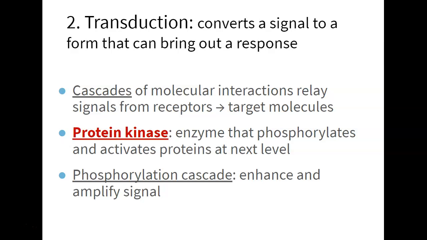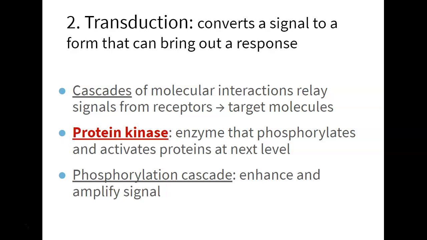This oftentimes involves protein kinases. A kinase is something that goes along and activates a protein. It has ACE in it, so it is an enzyme, and it phosphorylates it. So it tacks on a phosphate, and by doing that, it activates the protein.